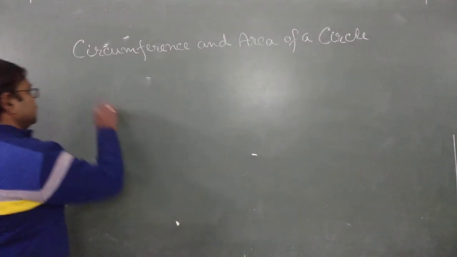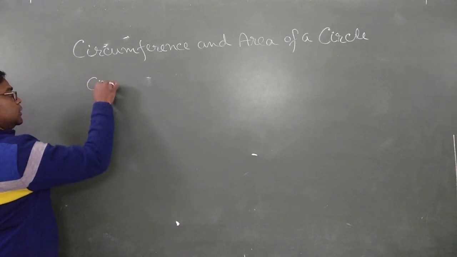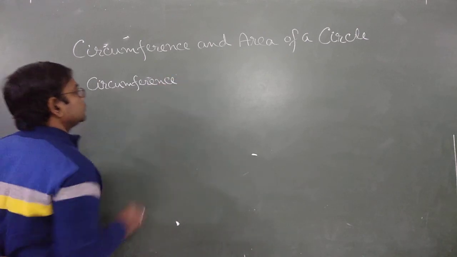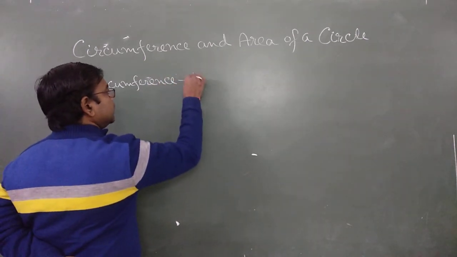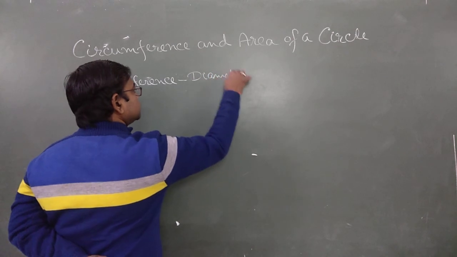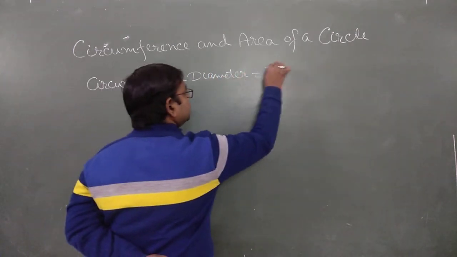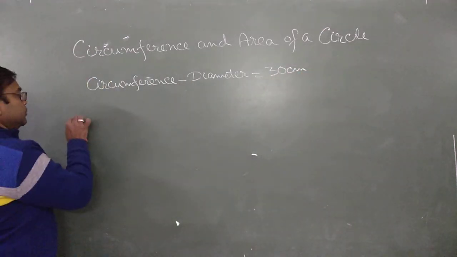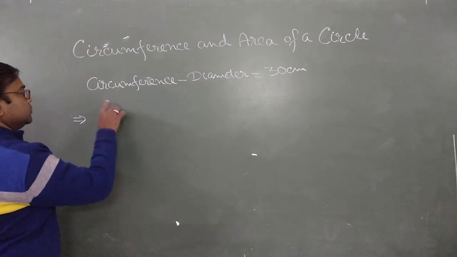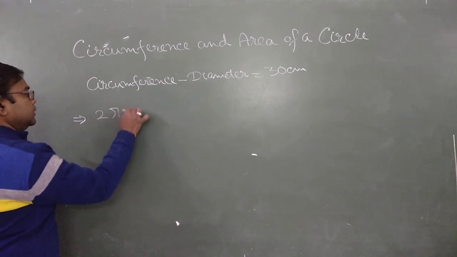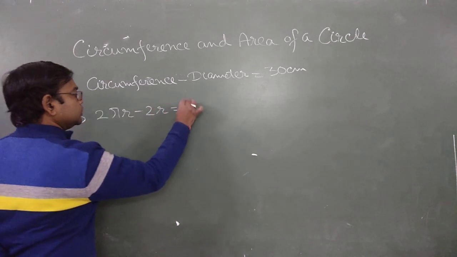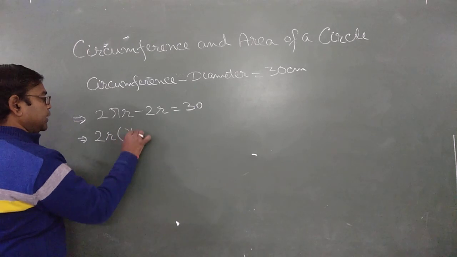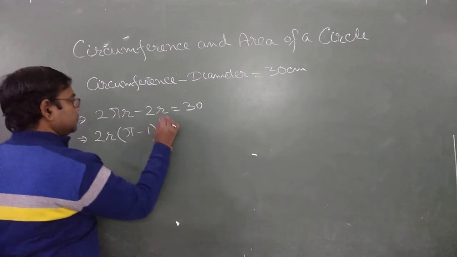Means what? Circumference is always bigger than diameter. So the difference of these two, given to you, is 30 centimeter. Clear? As we know from the formulas, if radius is r, circumference is 2 pi r, minus 2r equals to 30. We can take 2r common. We have 2r into pi minus 1 equals to 30.